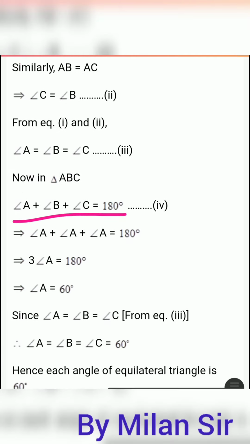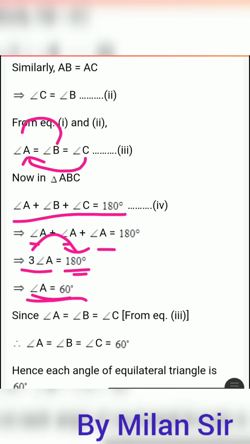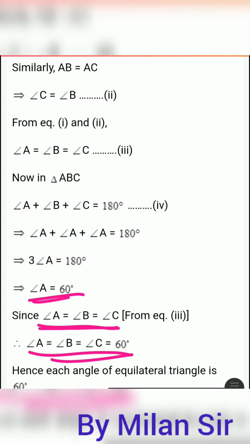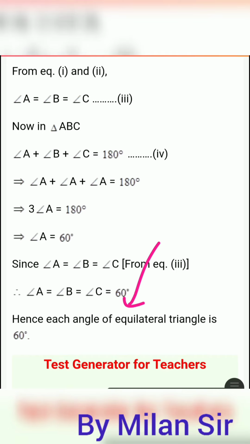Then angle A plus B plus C is equal to 180 degrees. In place of angle B, write angle A, and in place of angle C, write angle A. So angle A plus A plus A, total 3 times angle A is equal to 180 degrees. Transferring this 3 to the right hand side, 180 by 3, angle A is equal to 60 degrees. If angle A is 60, then angles A, B and C are all 60 degrees. Hence each angle of an equilateral triangle is 60 degrees.